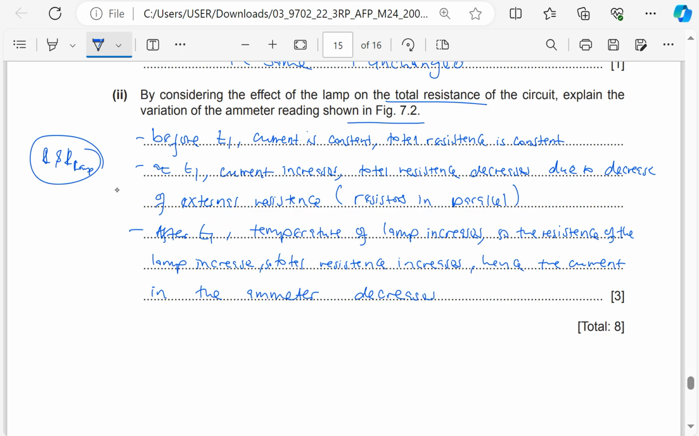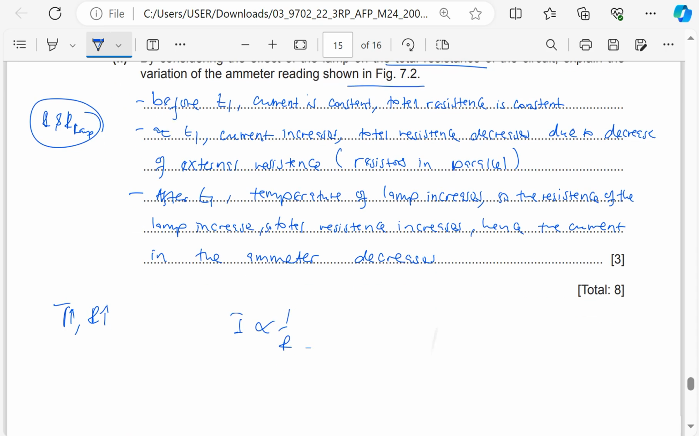Remember, for a filament lamp, with time its temperature increases. And remember, if temperature increases, the resistance of the filament lamp also increases, which means total resistance is higher, so the current should be lower because current is inversely proportional to resistance.